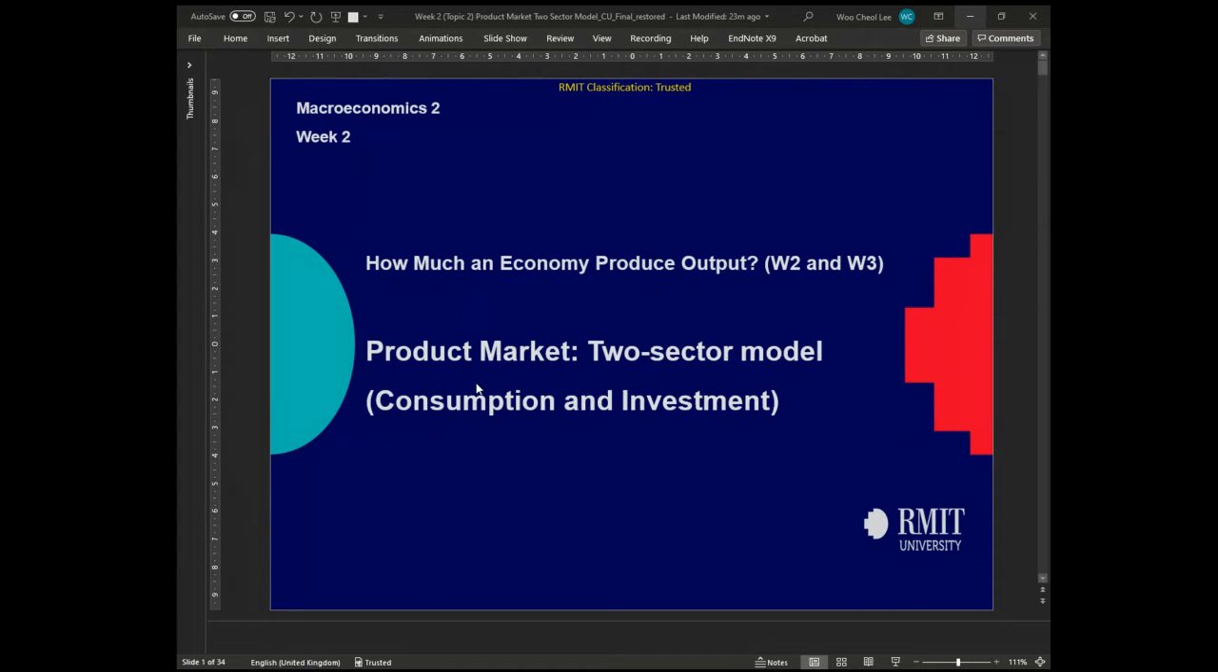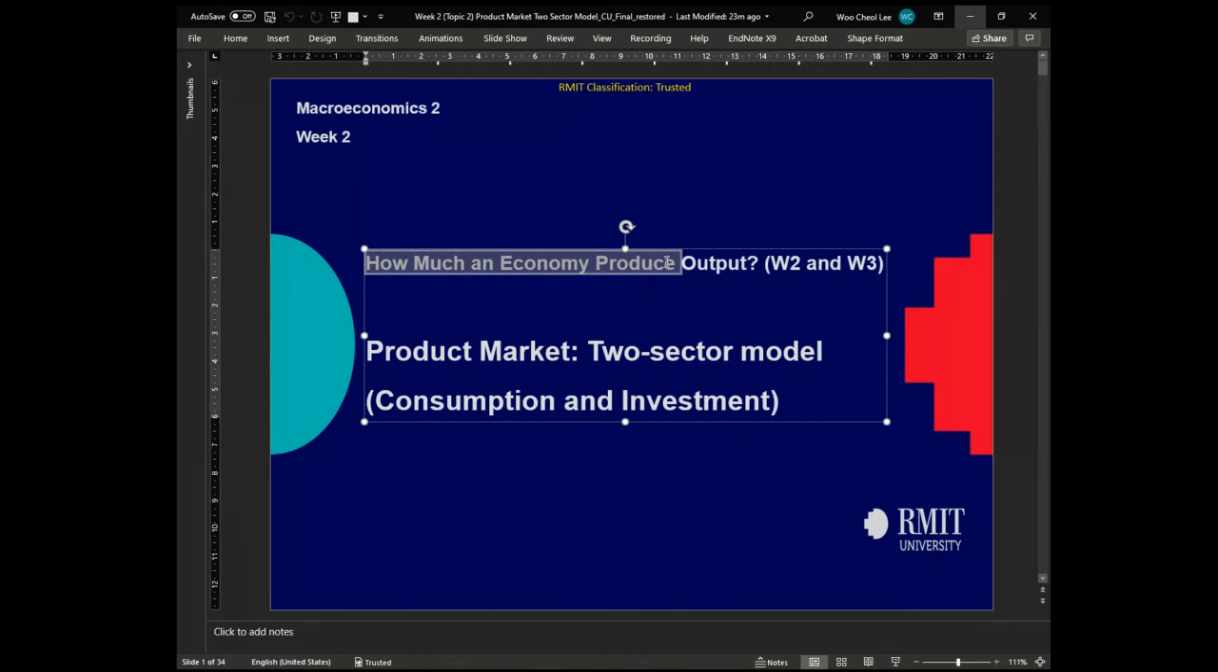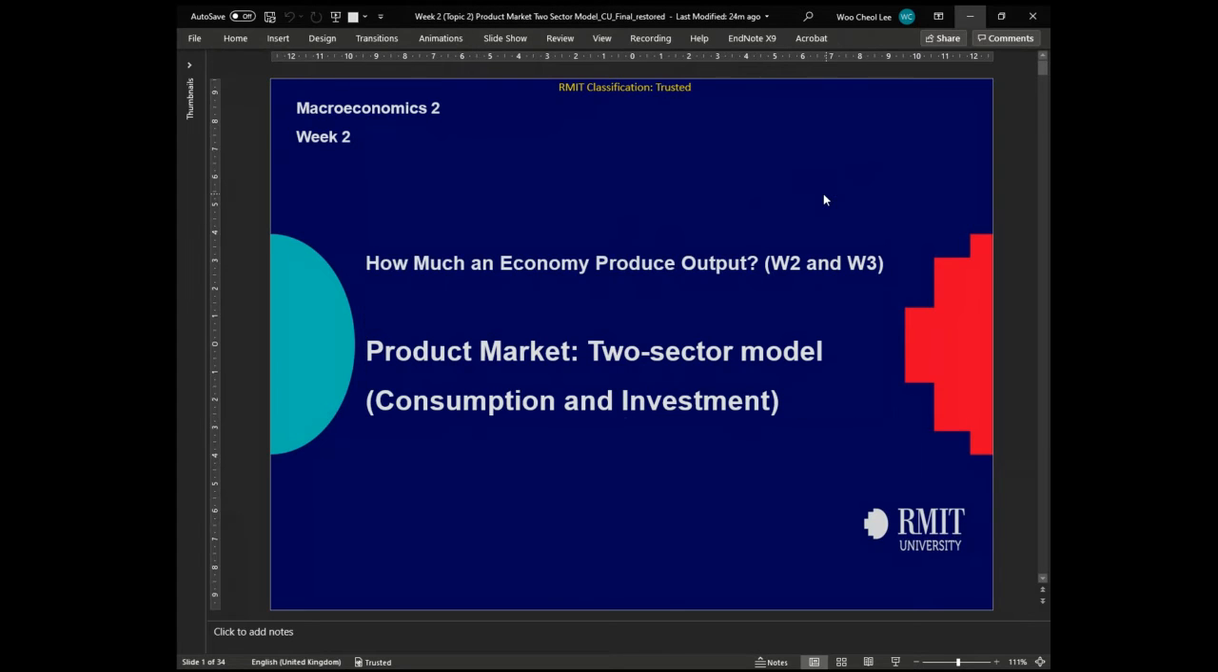Okay, so we're going to study macroeconomic equilibrium from this week and next week. So the key questions for the next 2 weeks will be this one: how much output does an economy produce? That will be our key question for the next 2 weeks.